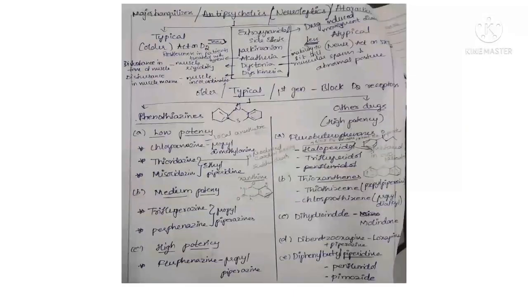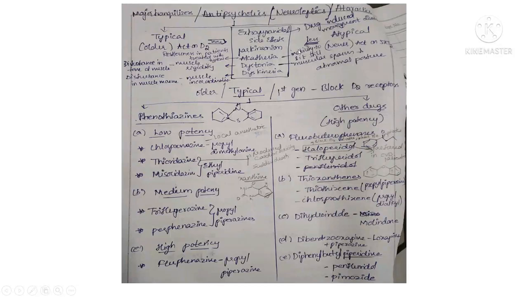So now we'll get into the classification of antipsychotics. They are also called major tranquilizers, neuroleptics, and ataractics. They are of two types: typical antipsychotics and atypical. Typical are nothing but the older drugs, and atypical are newer drugs. Typical antipsychotics mainly act on D2 receptors, they mainly block D2, whereas atypical block both serotonin and dopamine, D2 and 5-HT2.